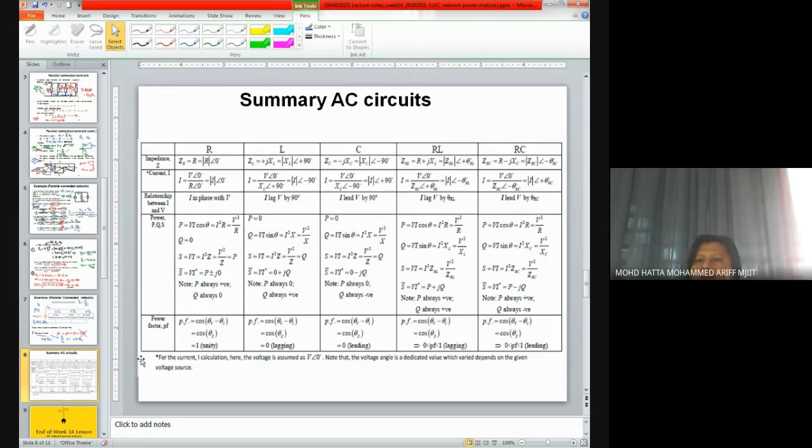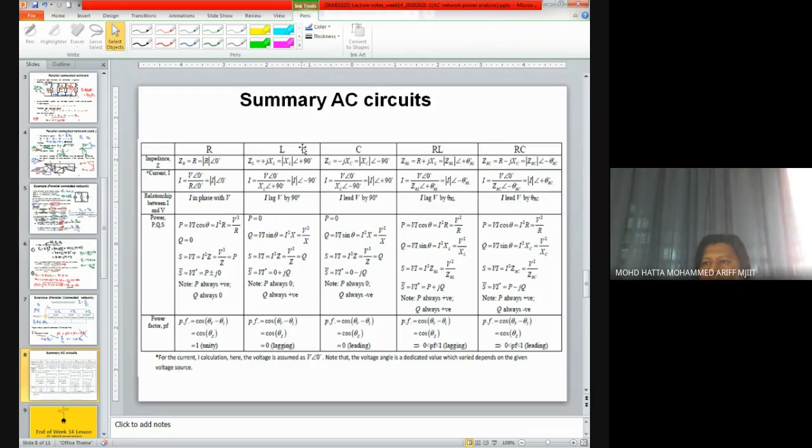And the rest will be the information of power. As I repeatedly tell you about power in R, L, C, RL, and RC: first we start with inductive. If we have an inductive load in nature, we will always have a positive value of reactive power. And if we have a capacitive load in nature, the value of our reactive power will always be negative. So that's what we have over here.